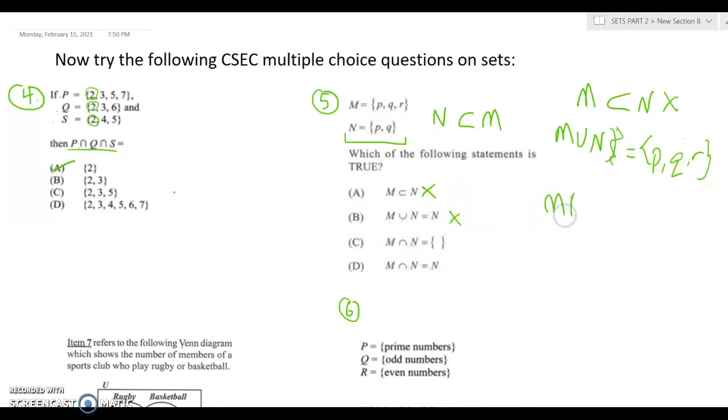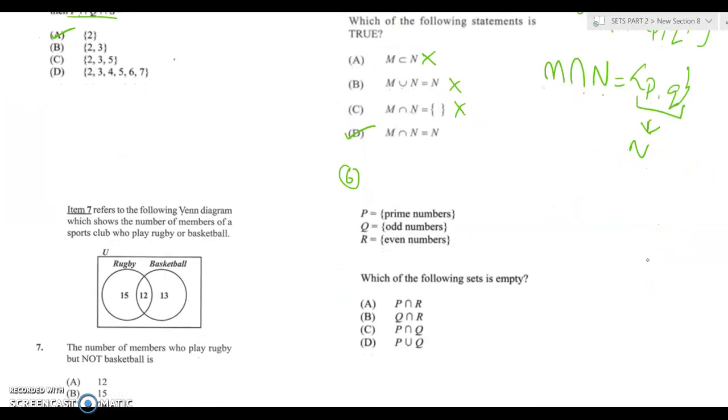Then they're saying M intersect N is an empty set. But if we look at M intersect N, what do they have in common? P and Q. So therefore this one is wrong as well. Now, D is correct because M intersect N is PQ, which is really set N. Again, all the popular questions, right?